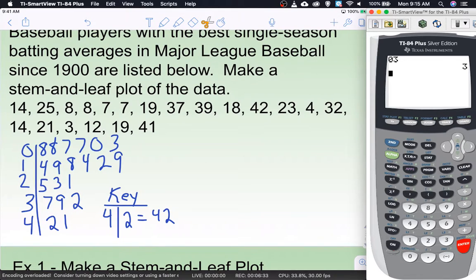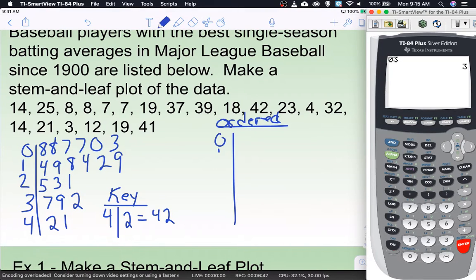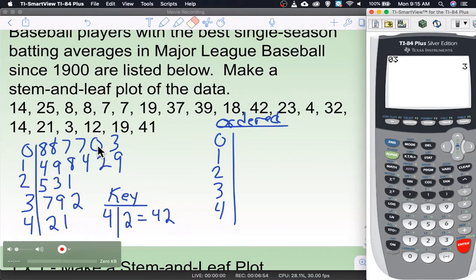I like what's called the ordered stem and leaf plot. The difference is, in the ordered stem and leaf plot, these leaf values are put in order. There's something wrong here. There should not be a 0 right there. That was supposed to be a 4.